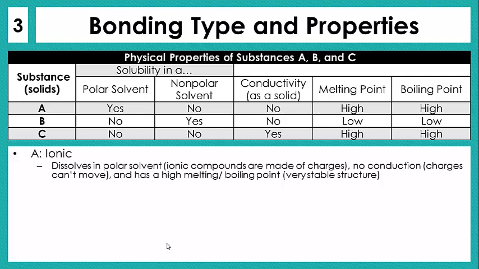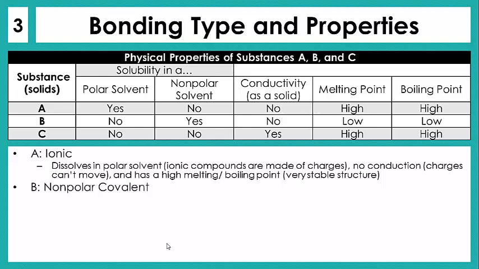So think of salt. That would be an ionic compound. We know that it dissolves in polar solvent like water, but it doesn't dissolve in a nonpolar solvent like oil. In an ionic compound, as a solid, the charges are stuck in place. Those ions are unable to move, so we get no conduction. They also have very high melting and boiling points due to their very stable structure made of positive and negative charges.